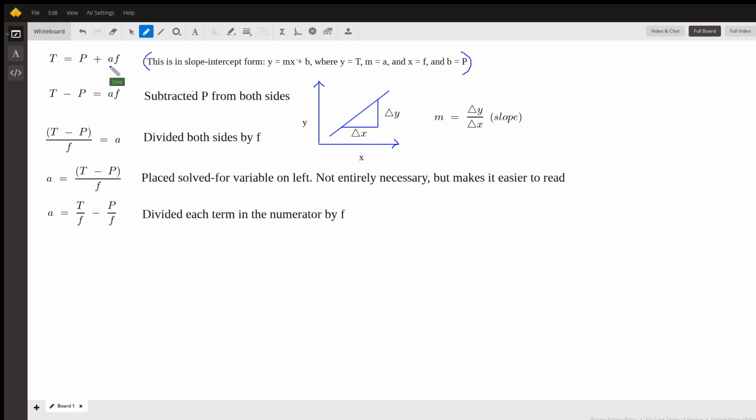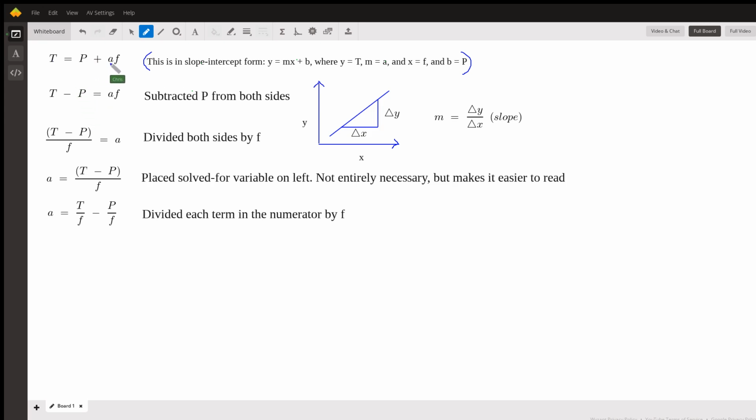What does it mean to solve for A? It means we want to isolate for that variable. But what does that even mean? It means we want to undo what was done to it. That means, in this case, we want to go in reverse order of what was done. And what was done to A is that it was multiplied by F and then added to P, and this quantity is equal to T.